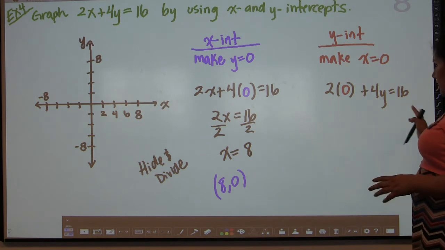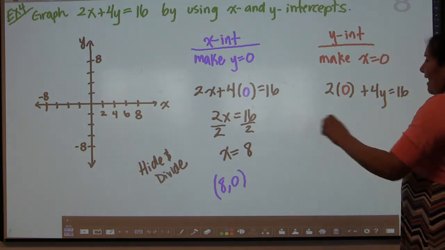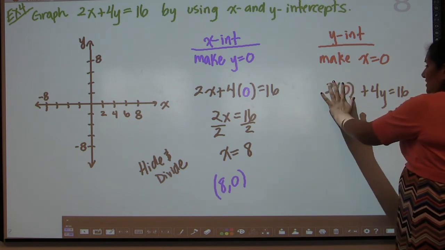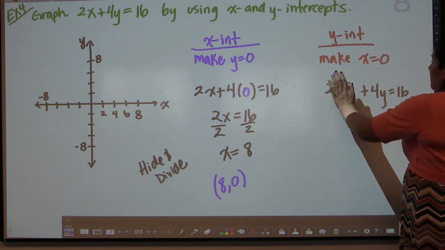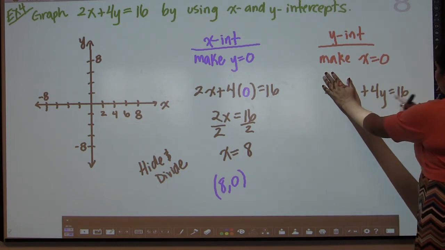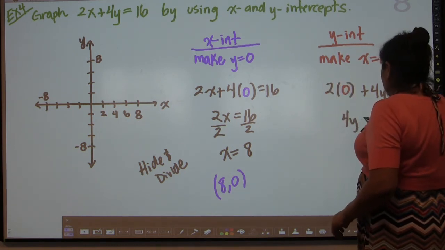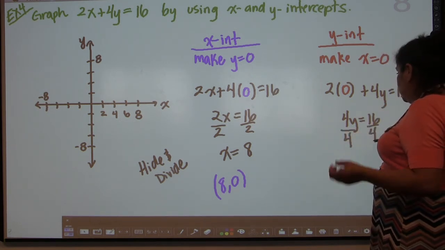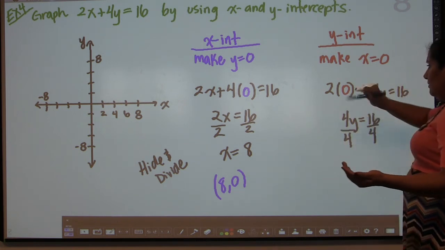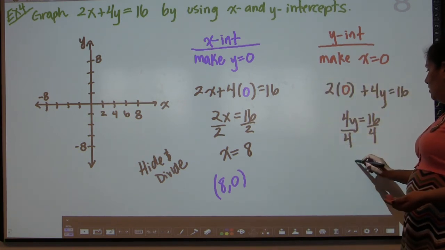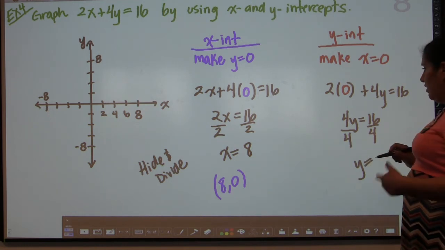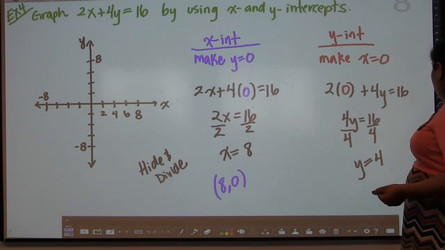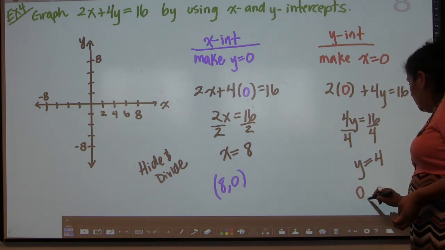So now we're going to continue here. Again, going with the hide and divide concept. When I make x equals 0, then this term is going to go away because 0 times anything is 0. So I'm going to hide that. And what's going to be left is 4y equals 16. And then to solve 4y equals 16, I divide by 4. So again, you see that two-step process. Hide this term, divide by 4, or by whatever's in front of the variable. 16 divided by 4 is 4. So now my y-intercept is x is 0, y is 4.